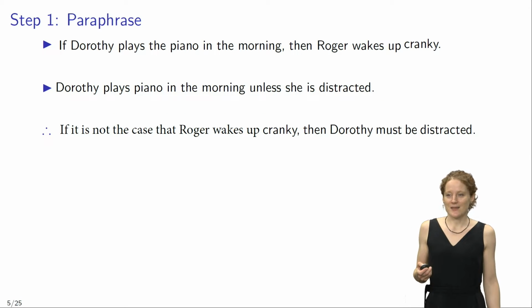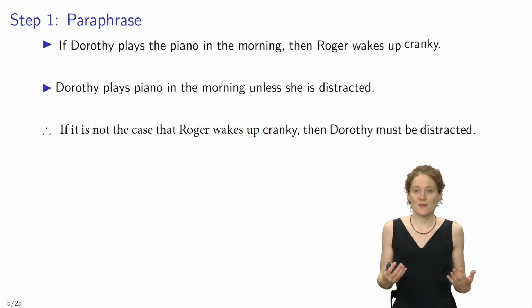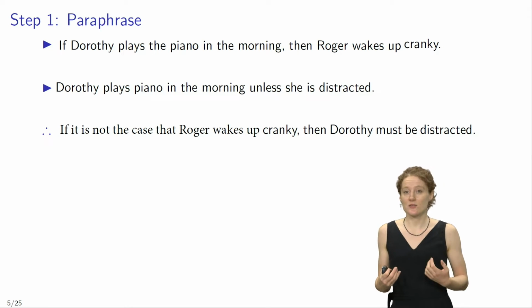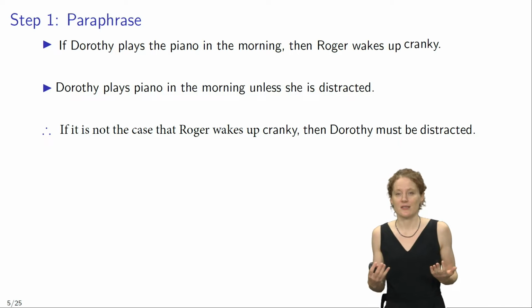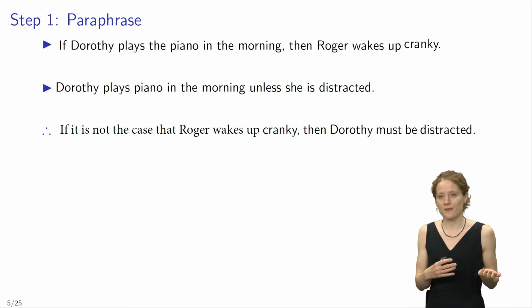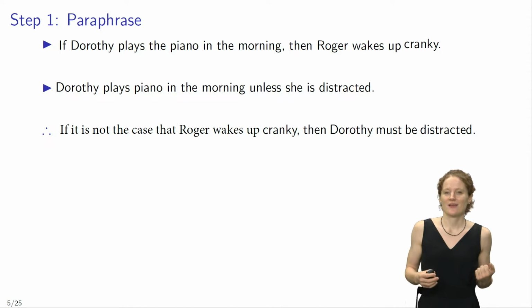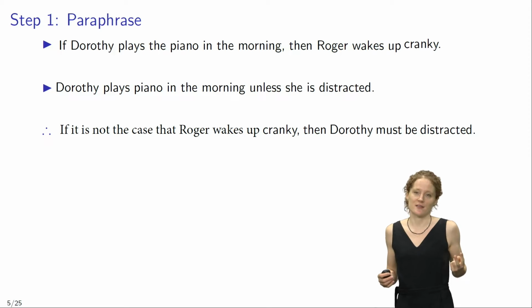So let's start by symbolizing our argument. The first step in the symbolization process is to paraphrase the argument in a way that makes its logical structure transparent. Now, the argument that we started out with here already had a pretty transparent structure, and I didn't need to do much in order to make the structure more transparent. So I only did two main things.